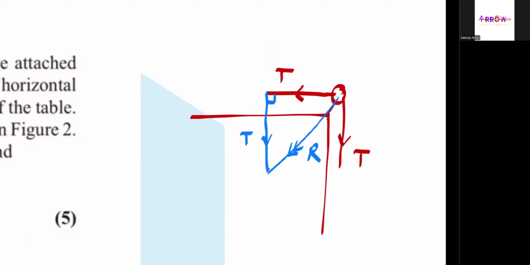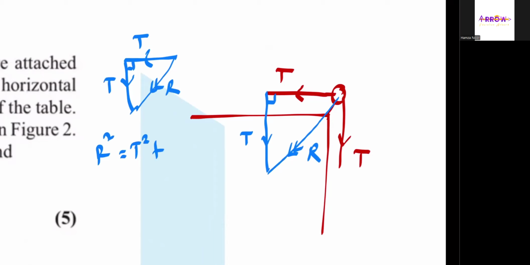So basically we have a right angle triangle in which one adjacent side is T, opposite side is also T, and R is the hypotenuse. So you can just use R squared is equal to T squared plus T squared, meaning R squared is equal to 2T squared. This means R is equal to the square root of 2T squared, which will leave you with root 2 multiplied by T.